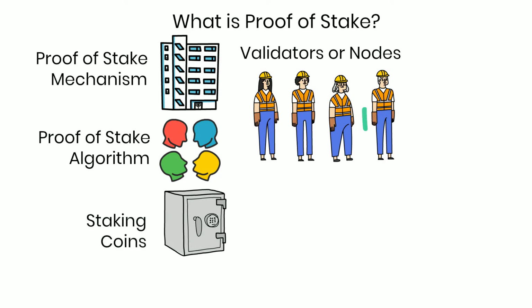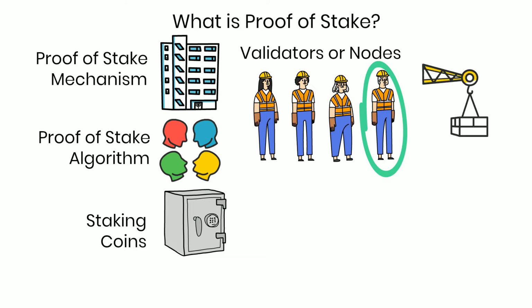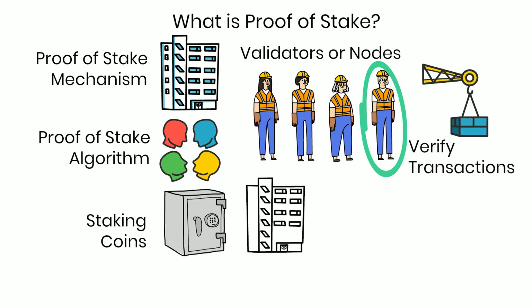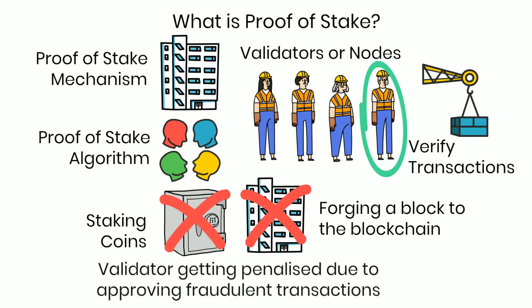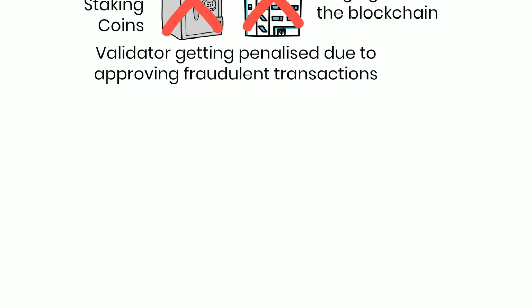The bit where the chosen contractor is building the apartment is the process of verifying transactions, and adding the completed apartment is forging a block to the blockchain. Finally, not completing the apartment and losing a portion of the deposit is the validator getting penalized via losing some of the stake deposits when they approved fraudulent transactions.